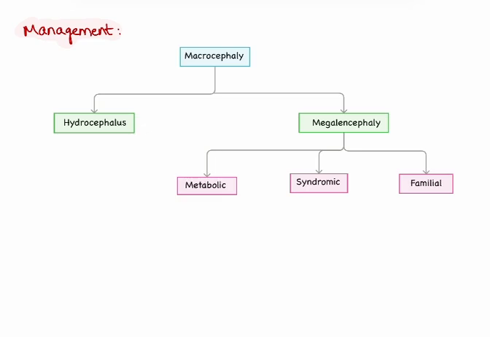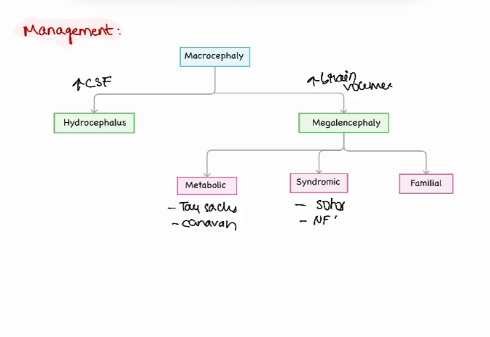Management. In macrocephaly, if there is increase in CSF, it is hydrocephalus. If there is increase in brain volume, it is megalencephaly. Megalencephaly is divided into metabolic, syndromic, and familial. In metabolic, the diseases are Tay-Sachs, Canavan. The syndromes are Sotos, neurofibromatosis type 1, Noonan syndrome.